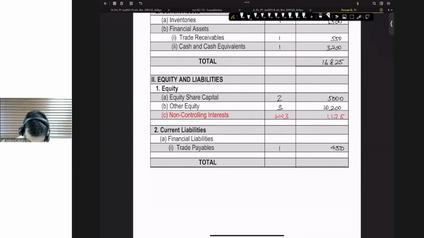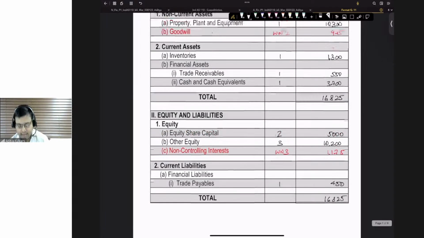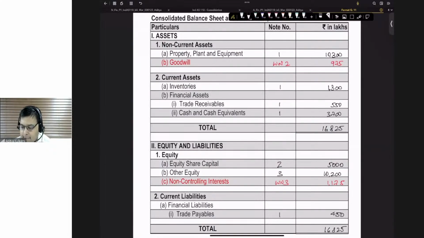So now just total up the balance sheet and I think it tallies at 16,825 on the asset side. 16,825 on the equity and liability side as well. Okay. Have you understood? Have you guys understood? Yes.